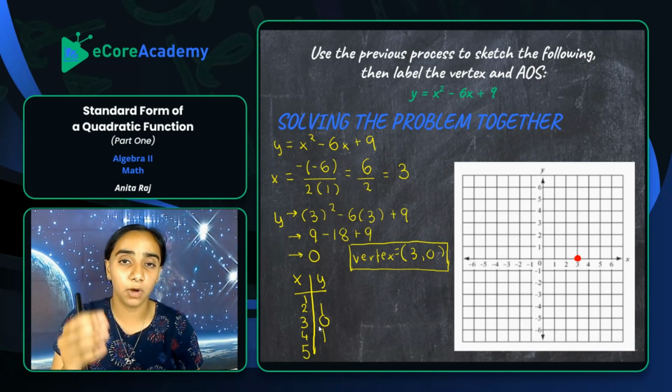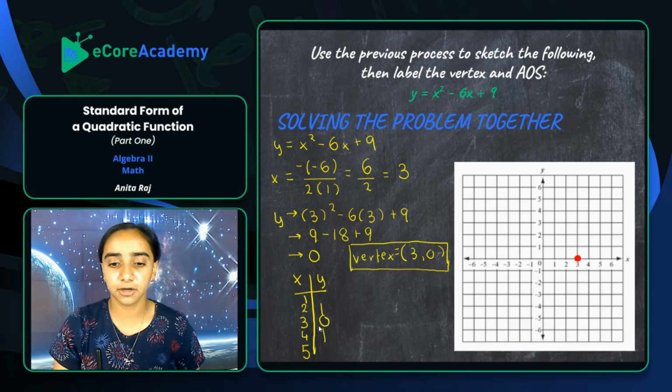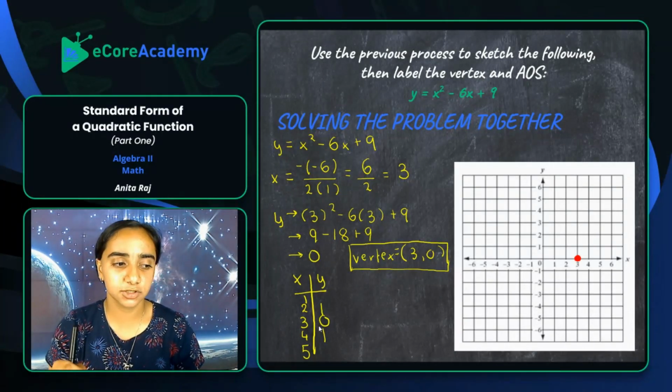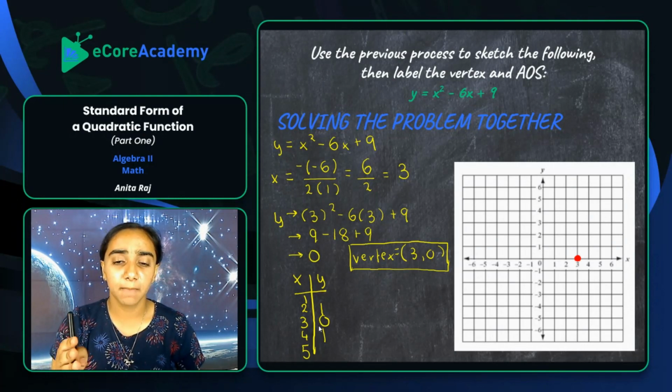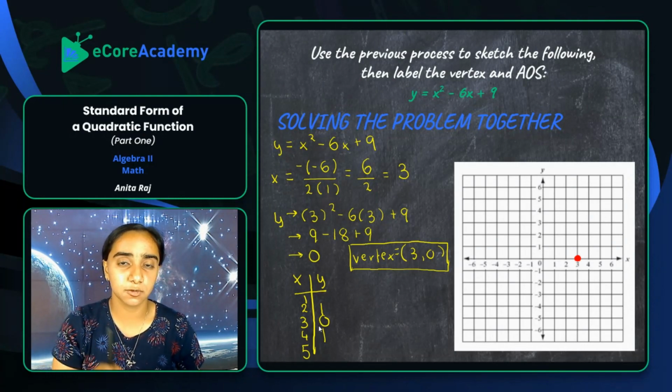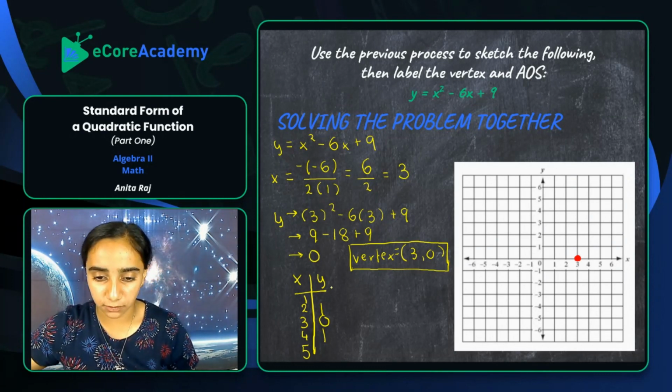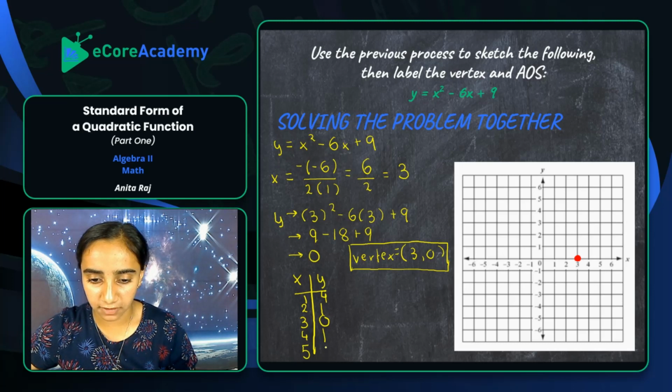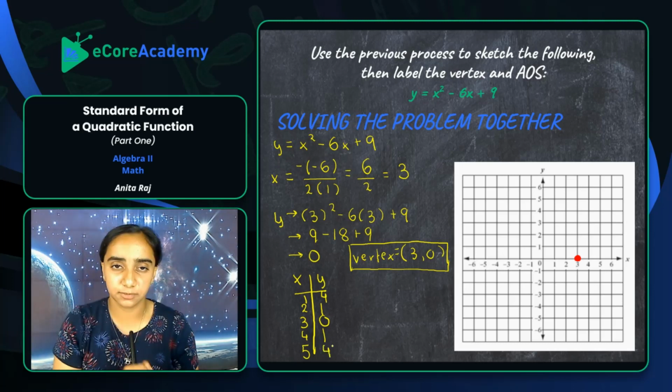Let's do the same for 1 and 5, which are a reflected pair. Let's plug 1 in. 1 squared is 1, minus 6 times 1, which is 6. So 1 minus 6 is negative 5, plus 9 is 4. So this would be 1, 4, and this would be 5, 4. So we just solved that whole xy table.